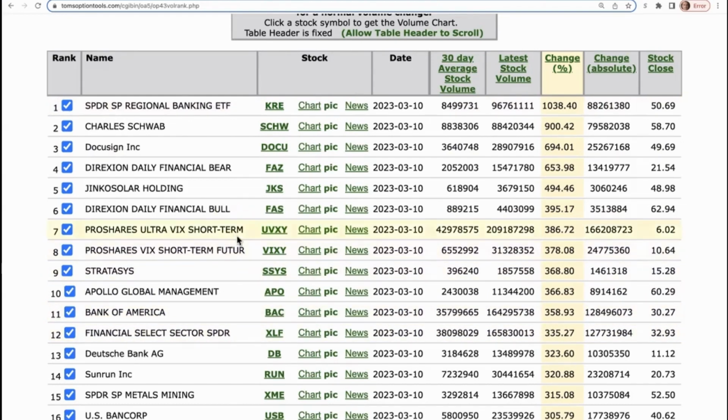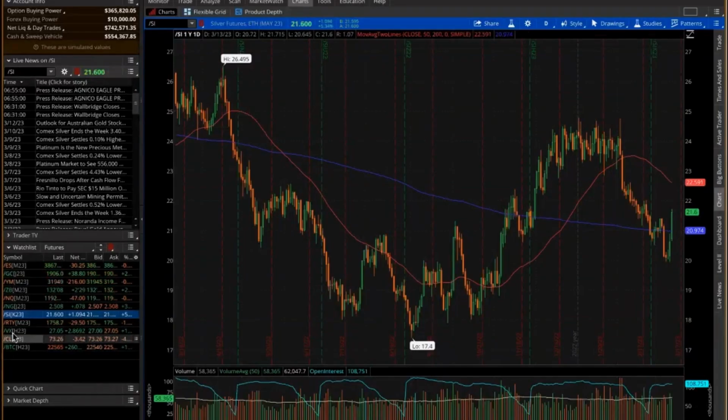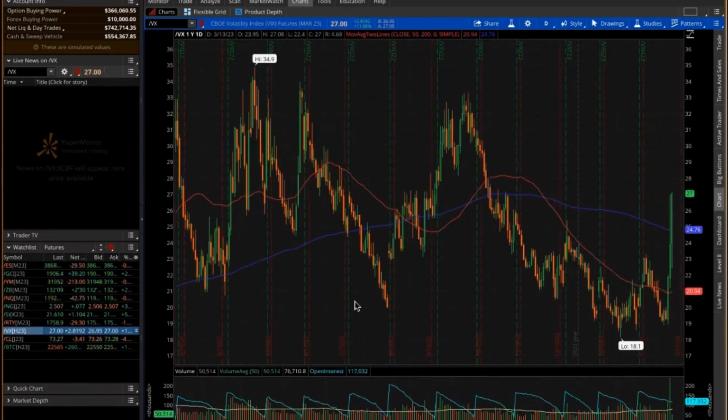VIX, the VIX futures, the VIX ETFs and the futures are up. So I didn't look at the futures. Let's pause for a second and let's look at the VIX futures. That's a really important one. Oh, wow. Look what's happened to the VIX futures. We're up at 26. Okay, so the VIX is rising this morning as well.